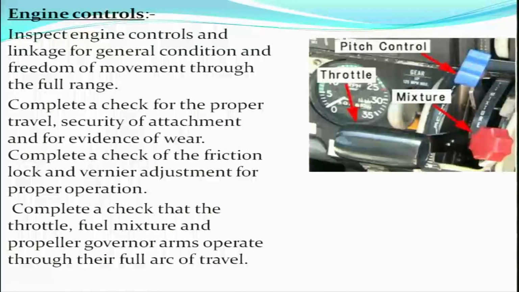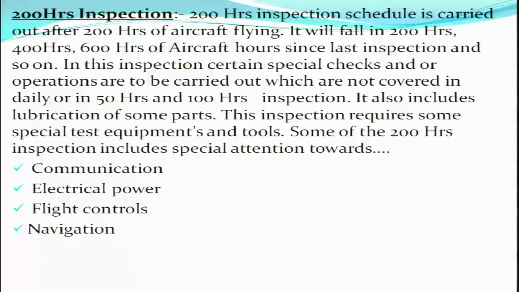When we go on the aircraft, you will see how these controls are moved. We need to check that during the full arc of travel, the controls are moving freely and there is no binding in the movement of the controls. Apart from the movement check, all these controls are cleaned and lubricated. This was all about 100 hours inspection.